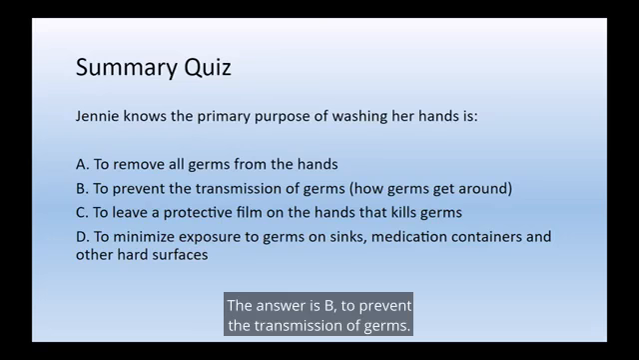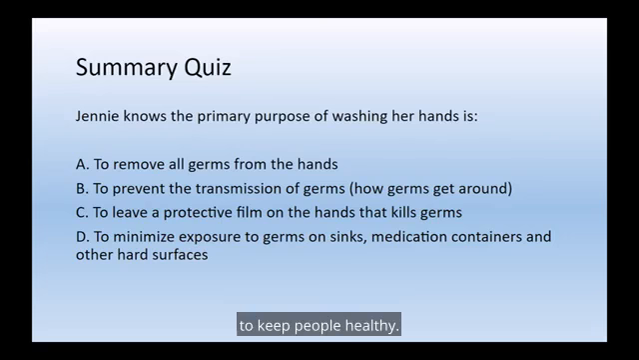The answer is B, to prevent the transmission of germs. We want to try to minimize how these illnesses spread to keep people healthy.